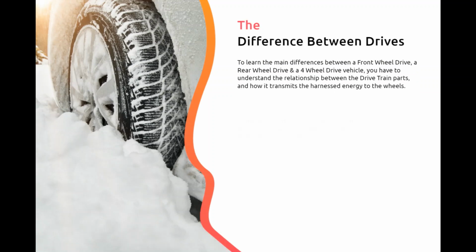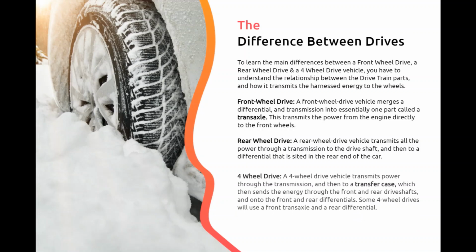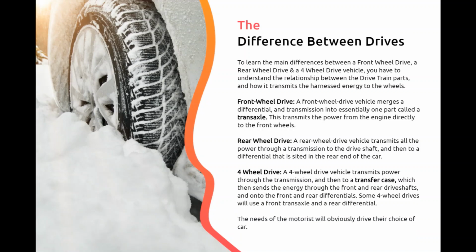The difference between drives. To learn the main differences between a front-wheel drive, a rear-wheel drive and a four-wheel drive vehicle, you have to understand the relationship between the drivetrain parts and how it transmits the harnessed energy to the wheels. Front-wheel drive. A front-wheel drive vehicle merges a differential and transmission into essentially one part called a transaxle. This transmits the power from the engine directly to the front wheels.